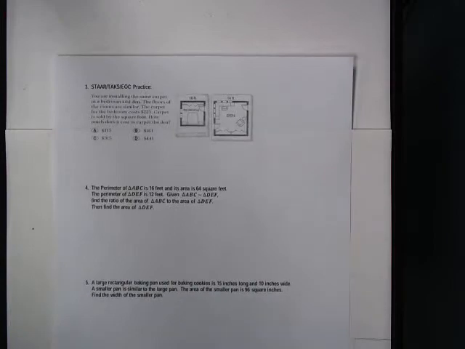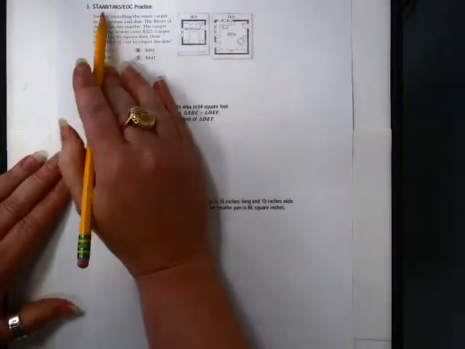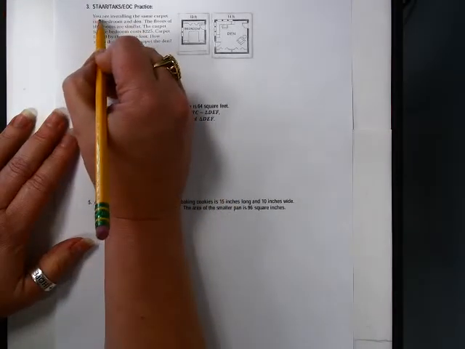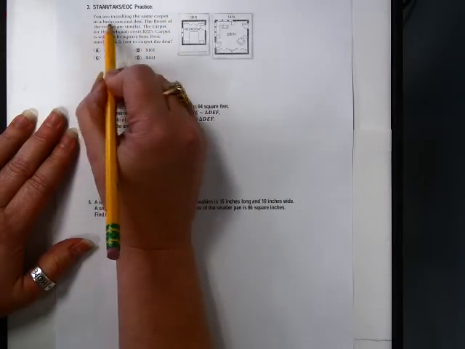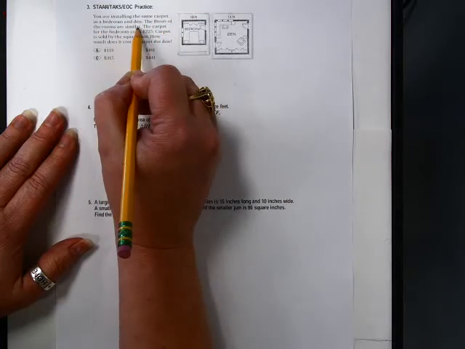Okay, so here's a really important problem. This is a STAR Tax EOC review. This is something that you would find on your STAR EOC or tax test that's coming up. You are installing the same carpet in a bedroom and den. The floors of the rooms are similar.